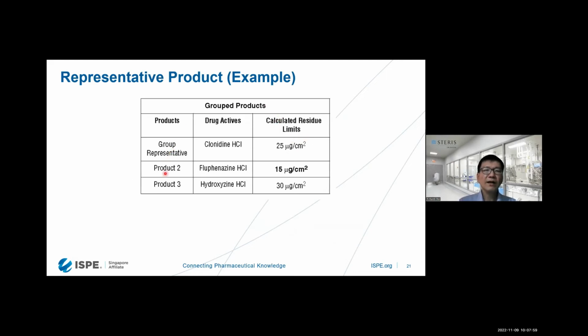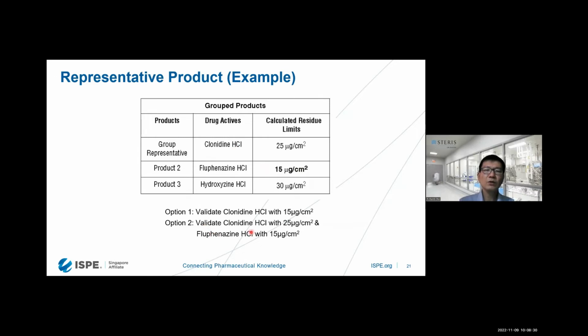So for example, here I have 3 products. Drug active number 1 has calculated residual limits of 25, product number 2 has 15, and product number 3 has 30. So option 1 for cleaning validation, you can validate product number 1 with the lowest calculated residual limits. So you just choose this combination for the cleaning validation.